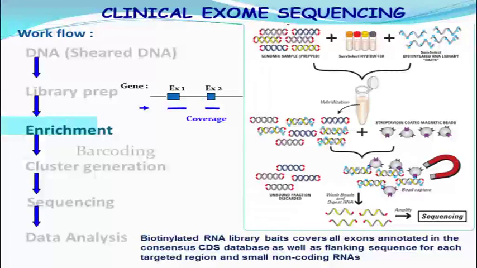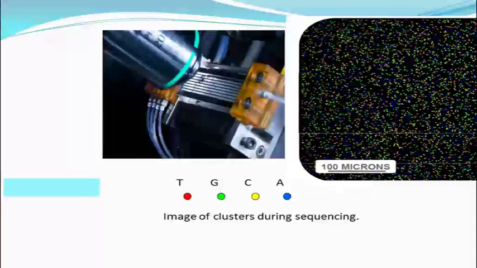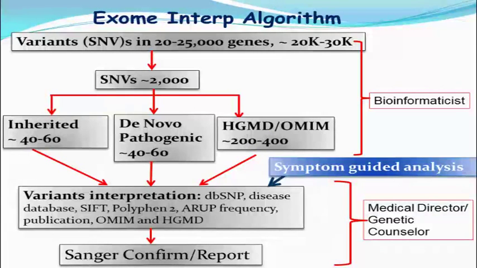Here is showing the Agilent exome capture, and this will be similar to the NimbleGen capture we described previously. And this will be showing you the exome sequencing on the HiSeq instrument like we showed previously. Here is showing you the exome interpretation algorithm that has been developed at ARUP.